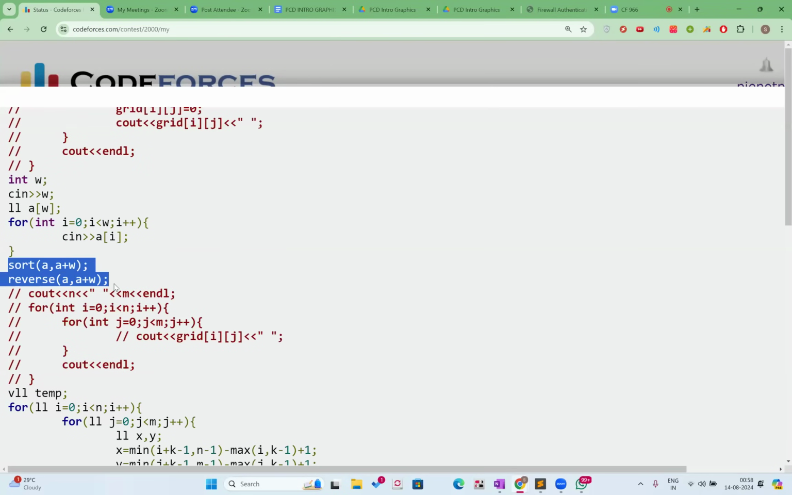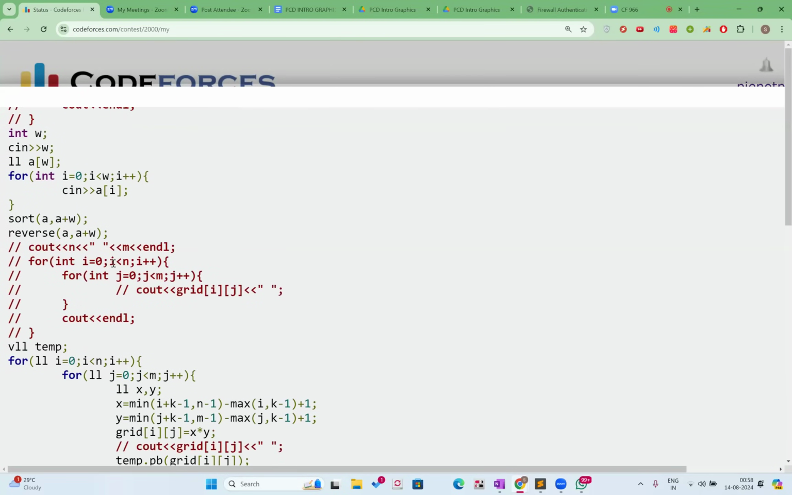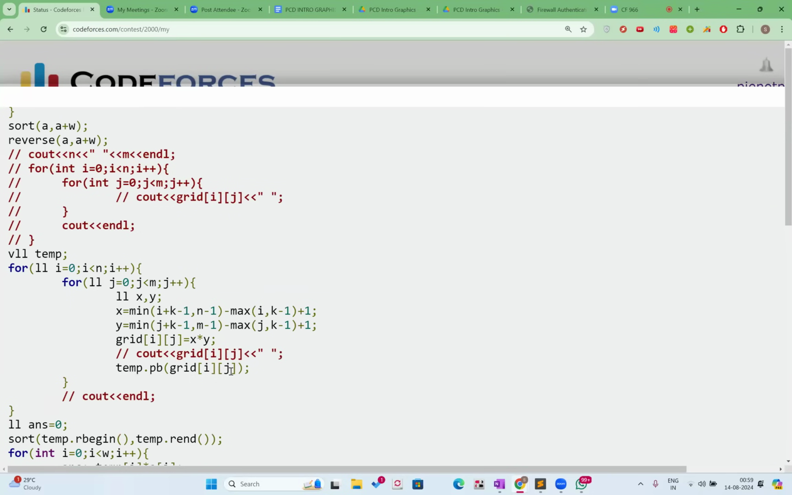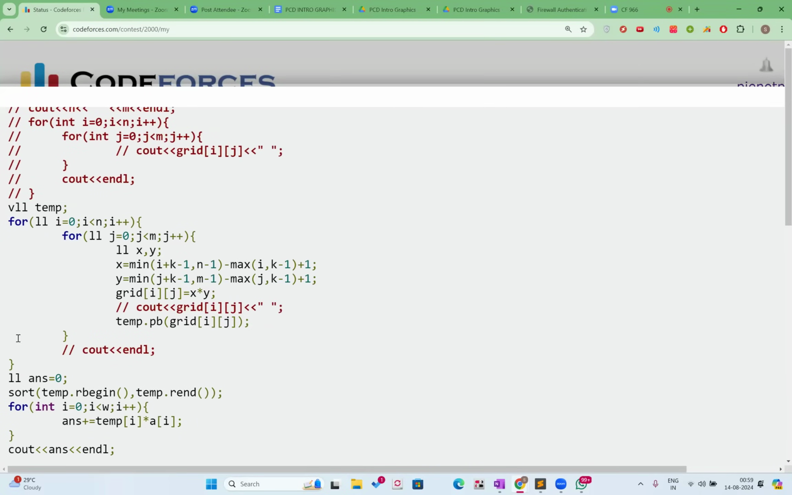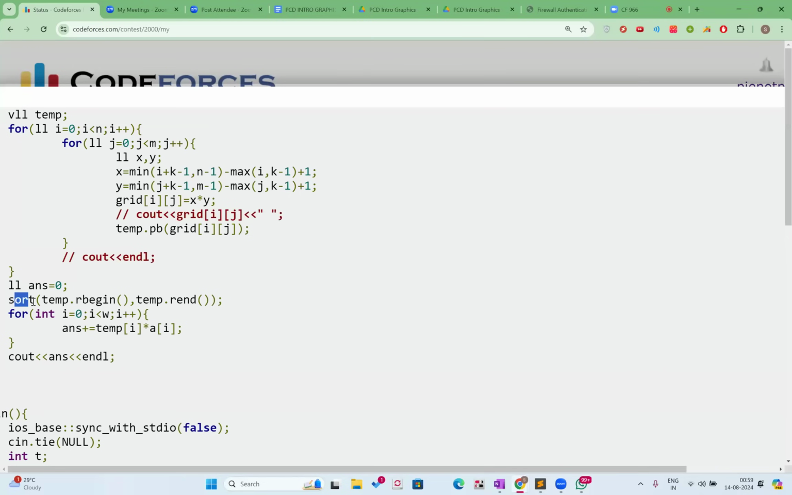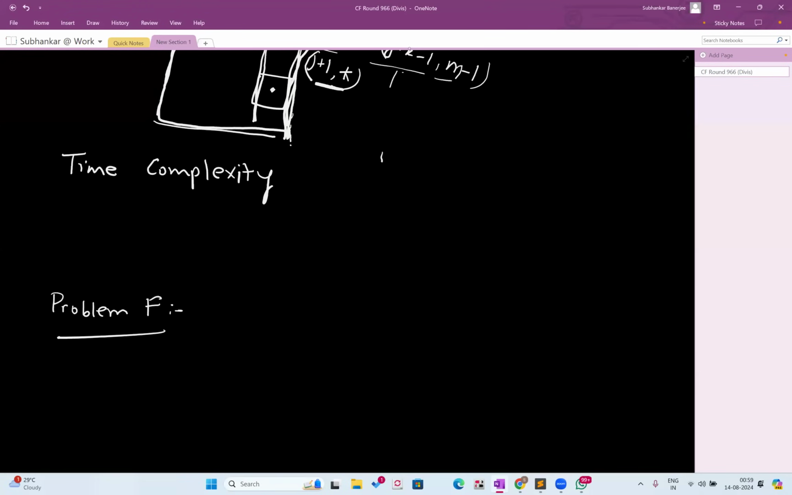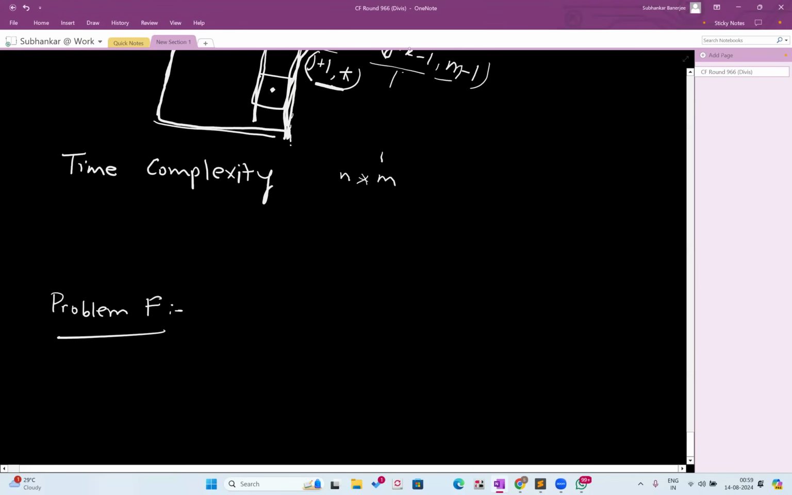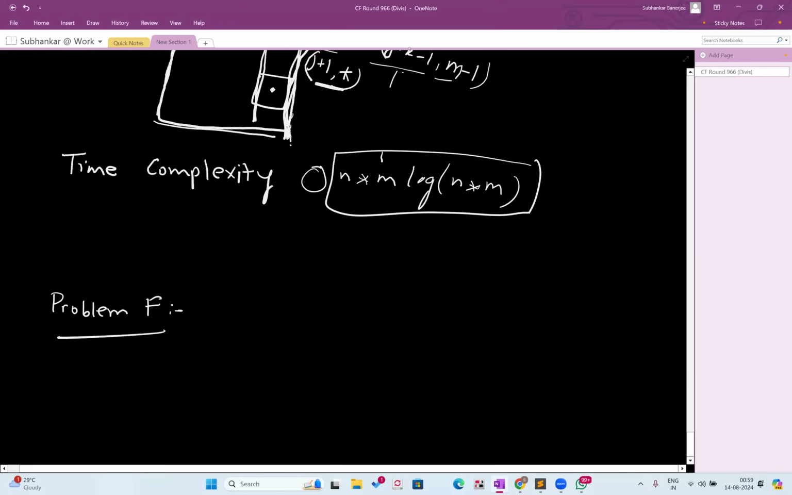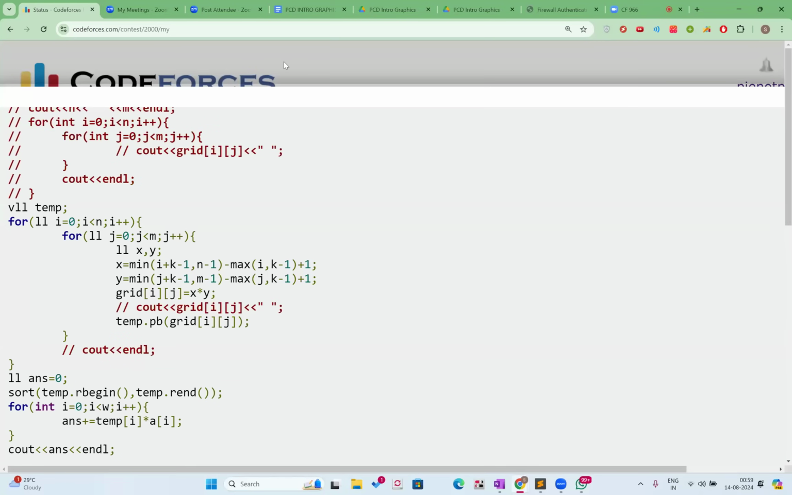So there is a time complexity for sorting, that is W log W for the number of gorillas, and for each grid I am calculating this thing. This is an O of 1 calculation, so this can be done in total O of n cross m. And then sorting the n cross m values, so this is basically n cross m log n cross m for the sorting part. That is the time complexity. Hope all of you got that. So that will work fine in the constraints of the problem.